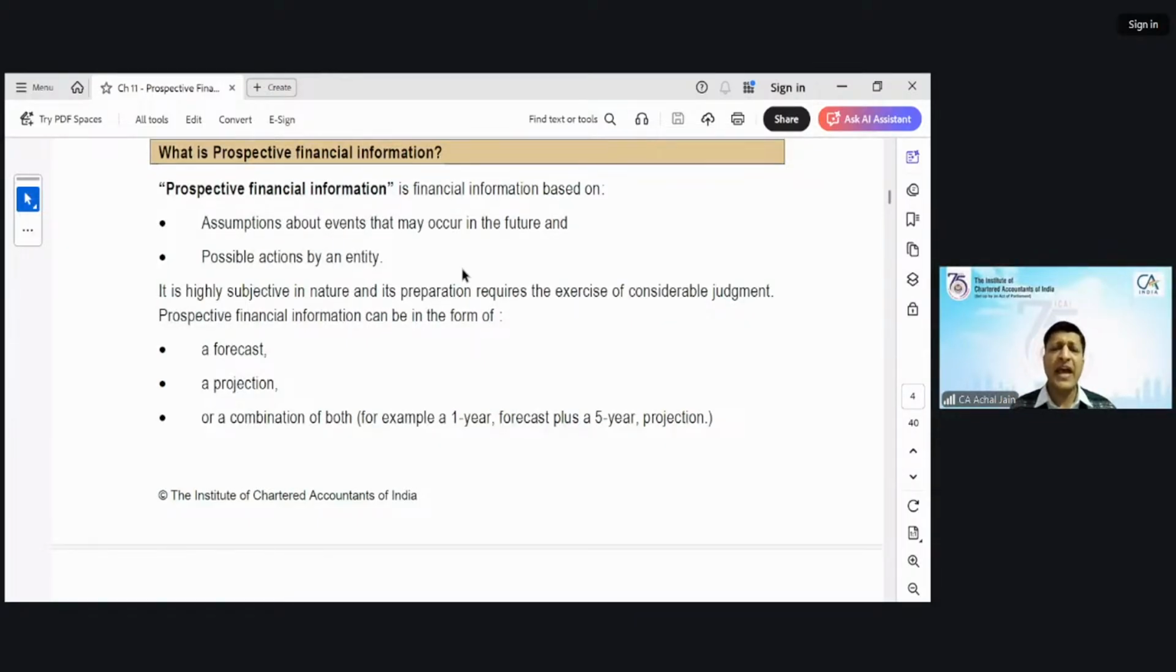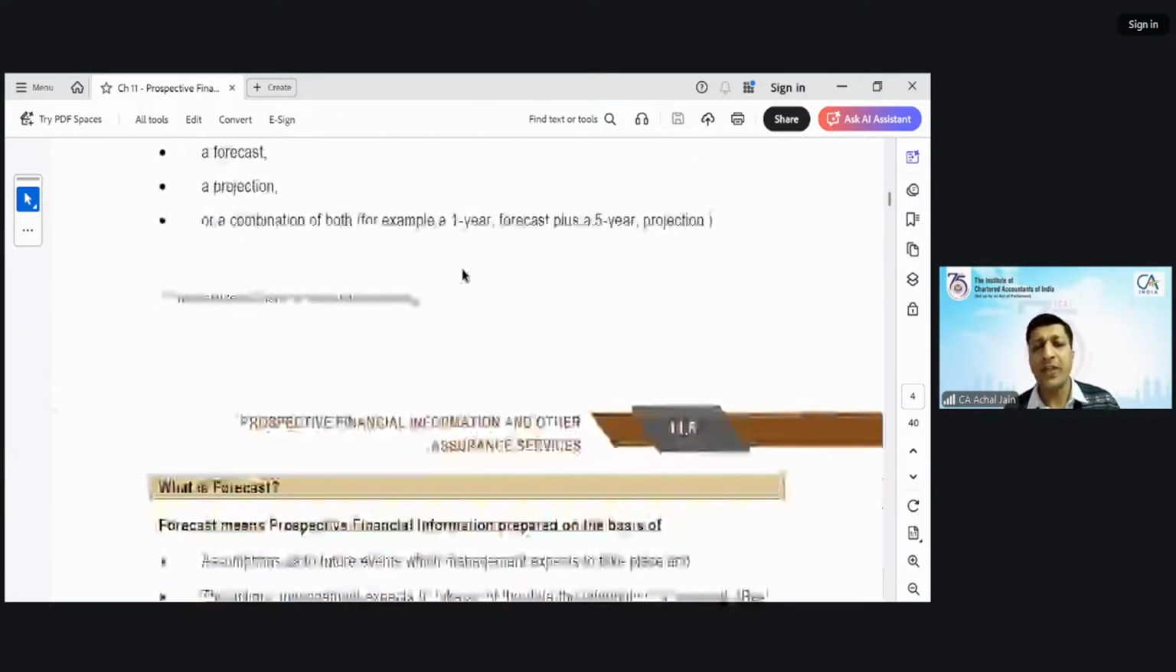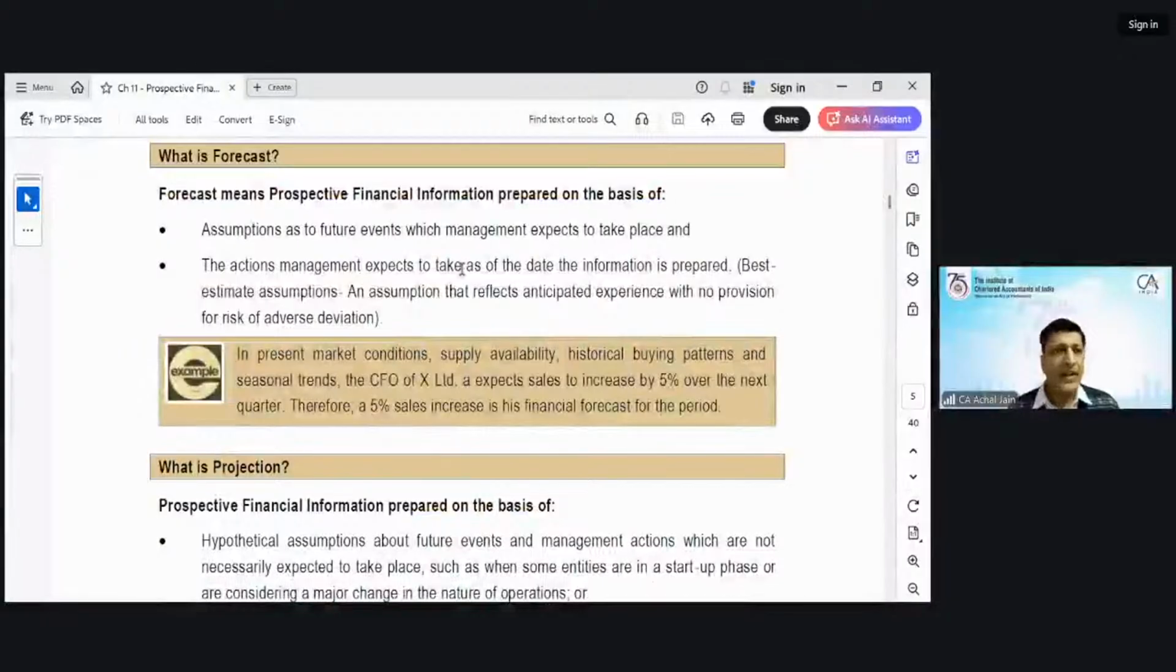But who will do this entire exercise of preparing prospective financial information, making the assumptions, and thinking about these numbers in the future? It's the management. It's not the job of the practitioner who is going to examine this. But the underlying subject matter is the prospective financial information, right?